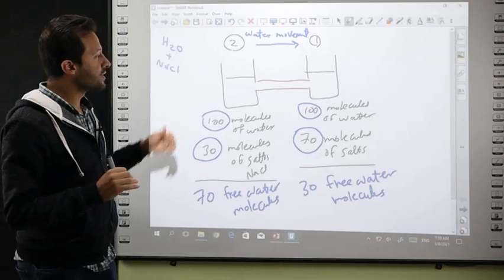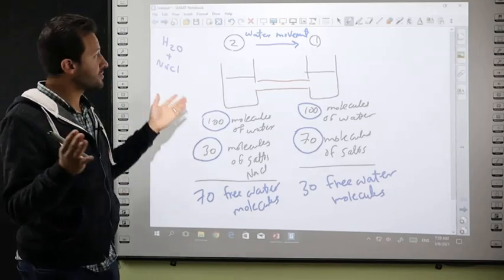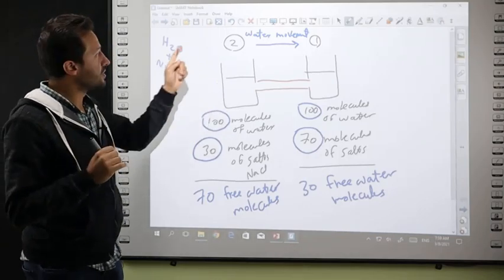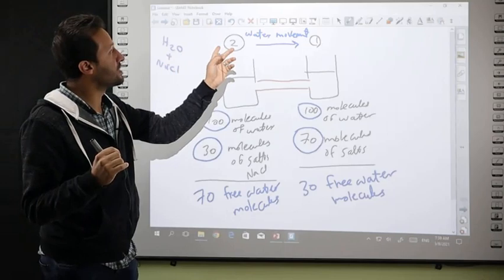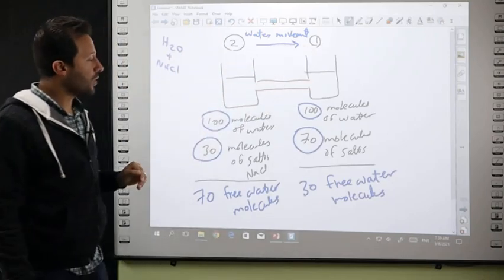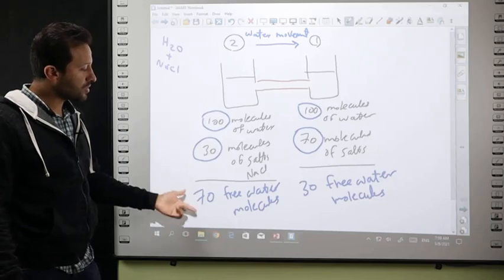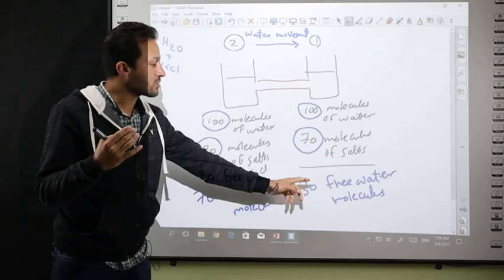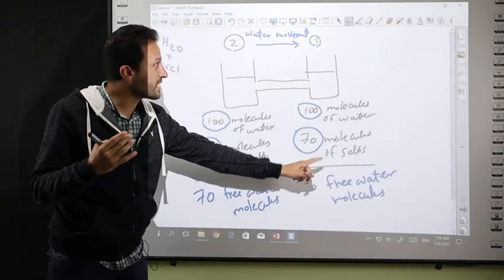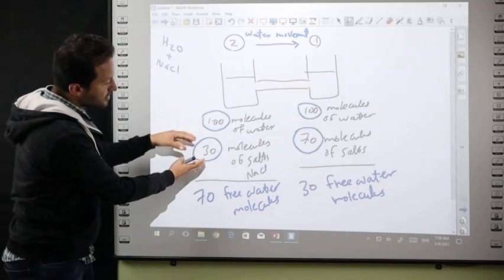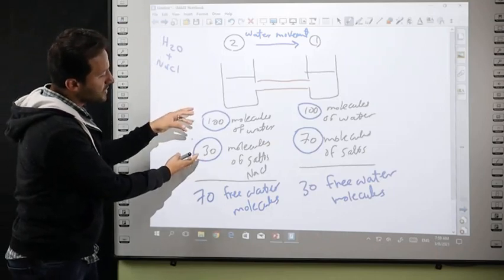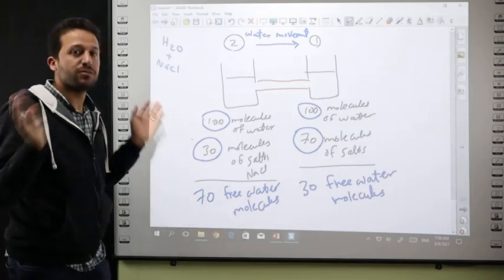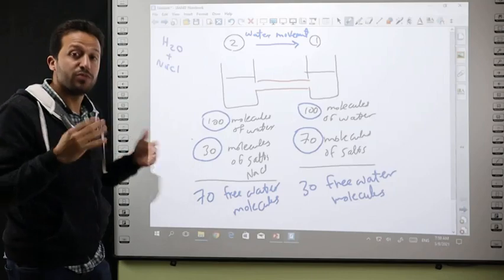So when I ask you, does the water move? You said yes, it will move from 1 to 2 or from 2 to 1, and I said that the water will move from 2 to 1. Why? Because the concentration of free water molecules in 2 is larger than the concentration of free water molecules in 1. Because here 30 molecules of salt are linked to 30 molecules of water and 70 free molecules of water will be free to move.